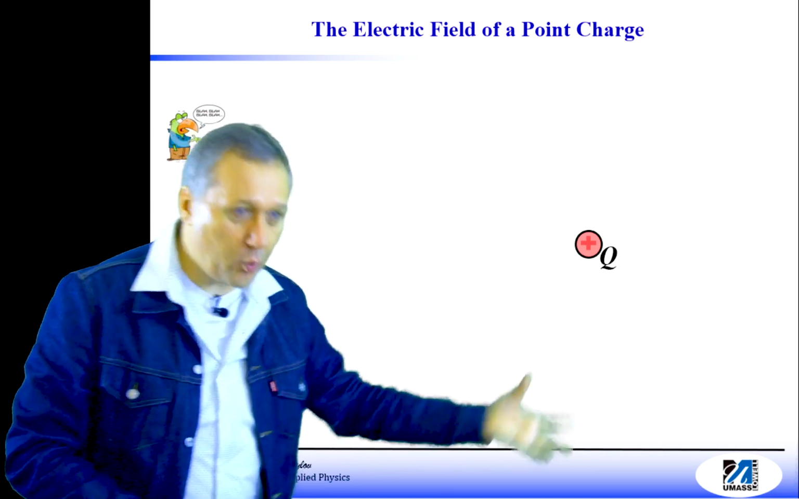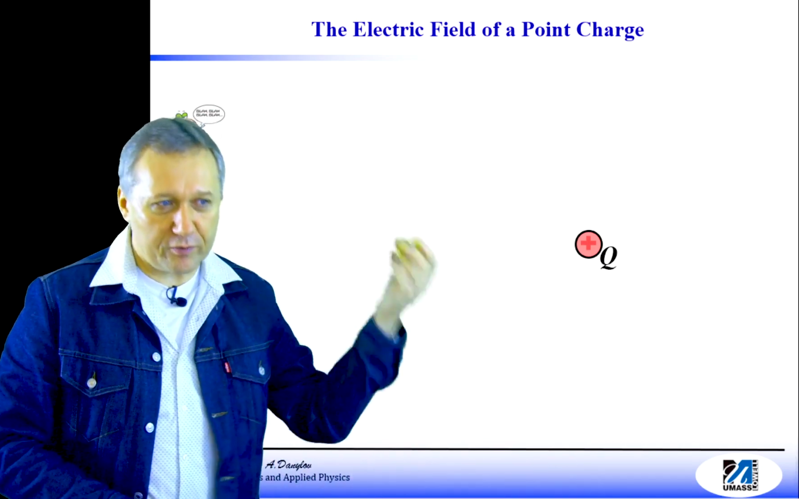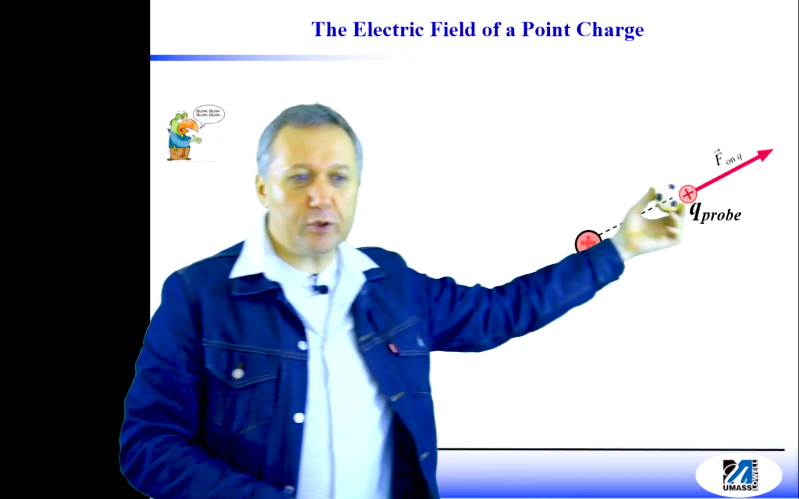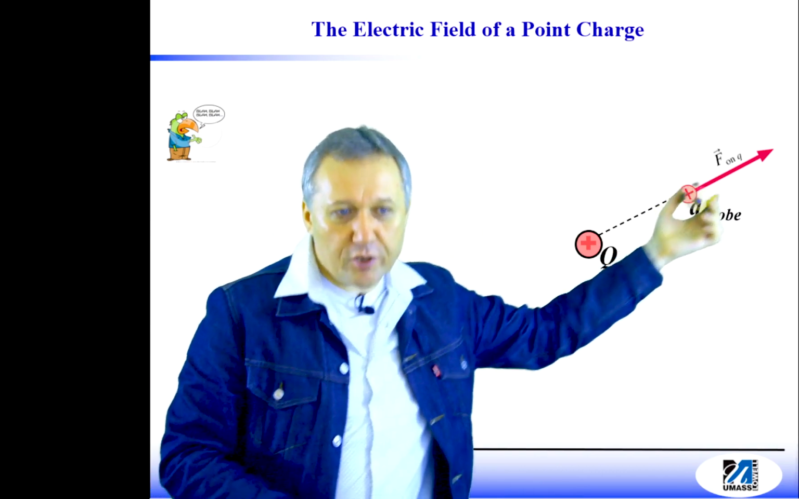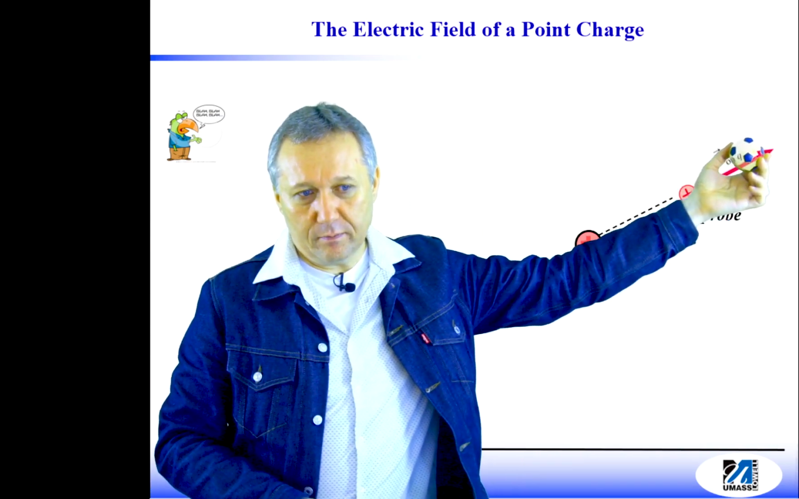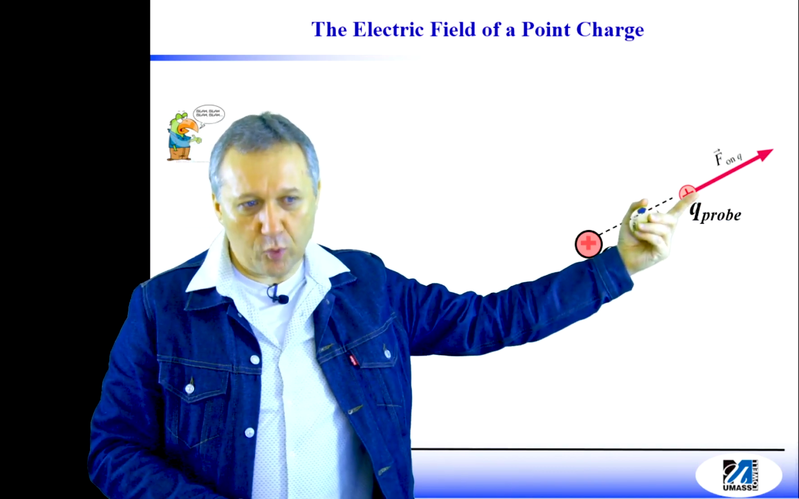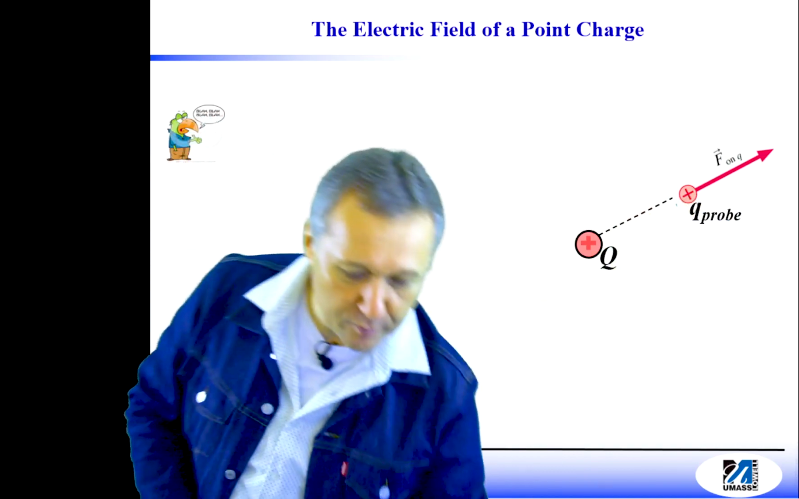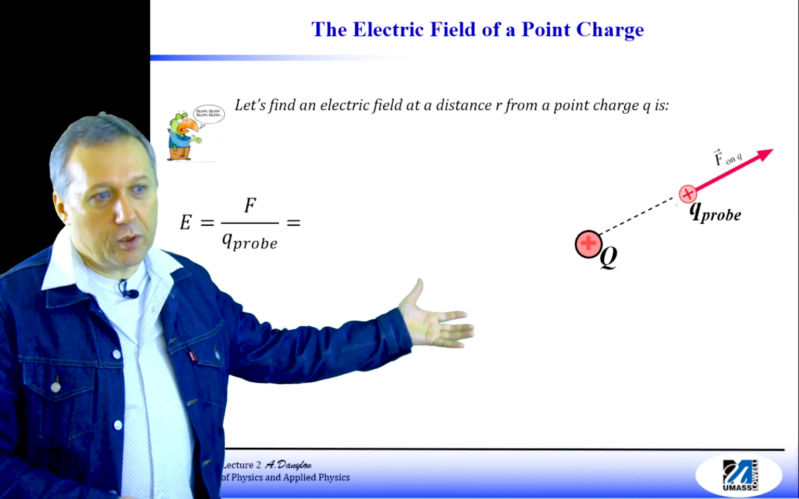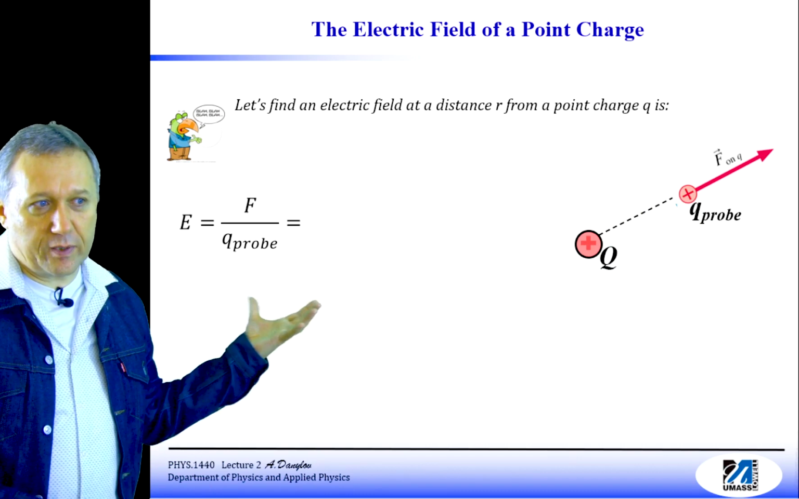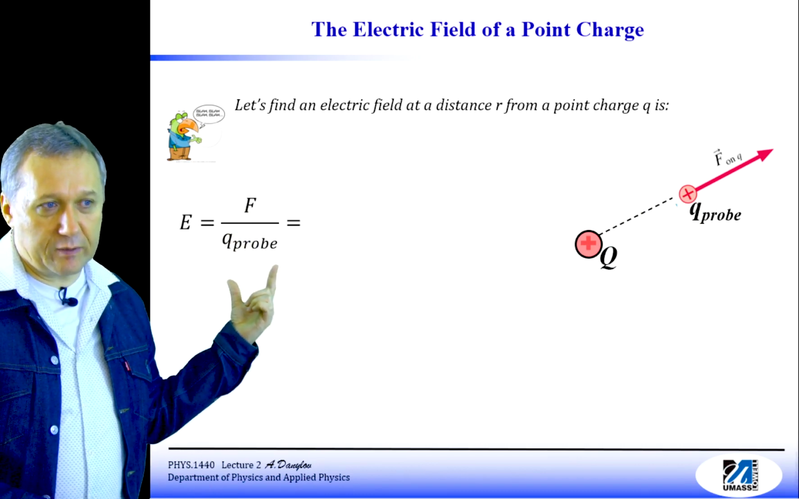You grab the probe charge, again a small positive probe charge, and position it at a point where you want to measure the electric field. Measure the electric force acting, then take that force and divide it by the value of the probe charge, so that your measurements will be probe charge insensitive. Since we have an expression now, we will have to take F divided by the value of the probe charge.